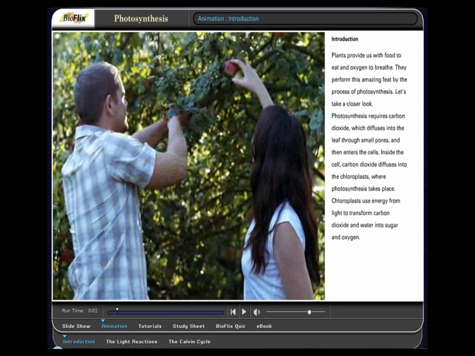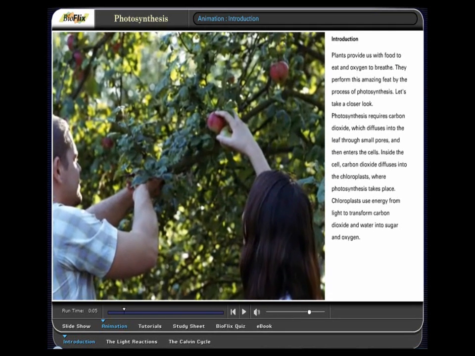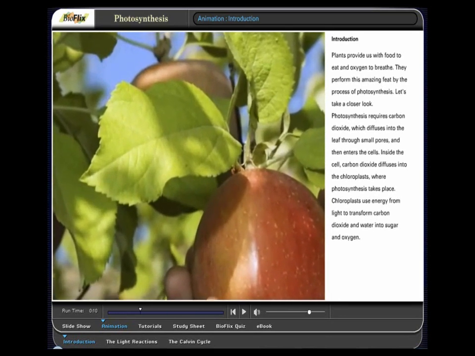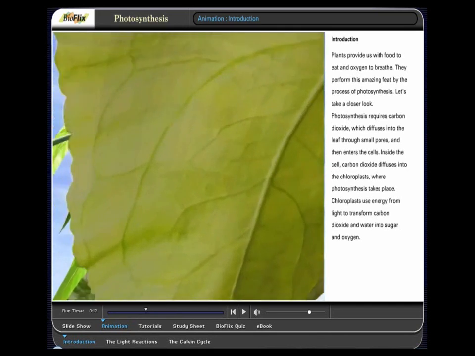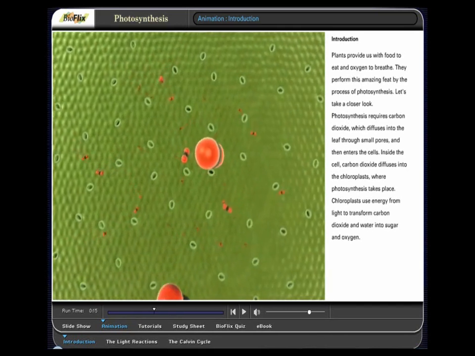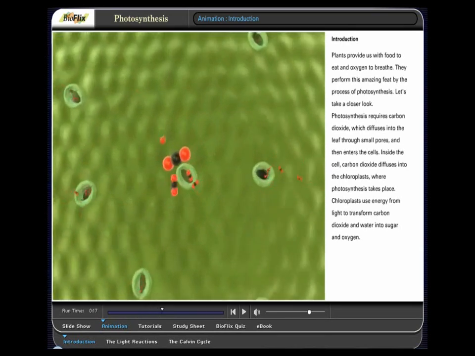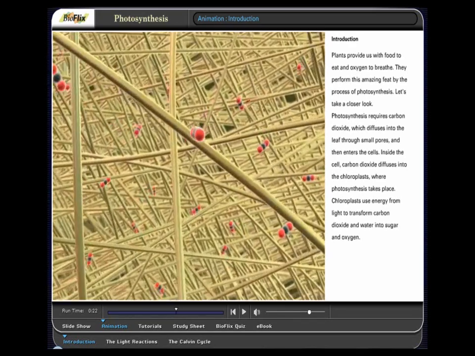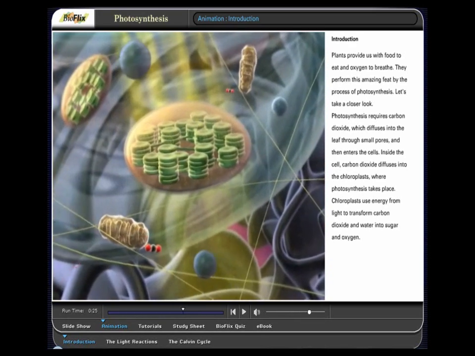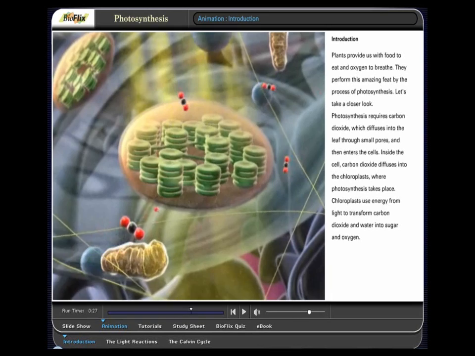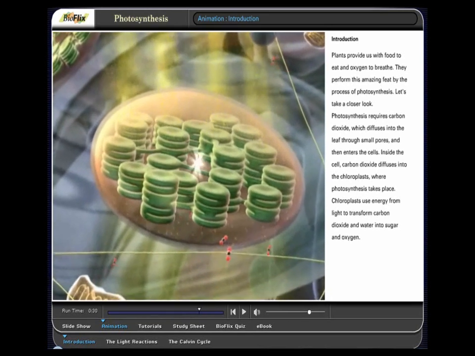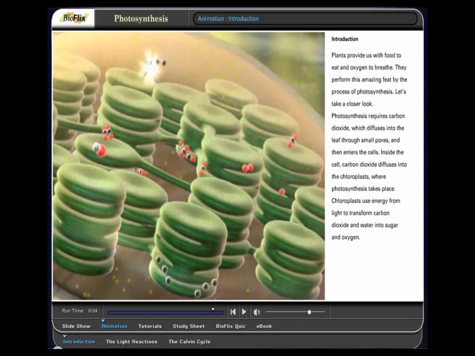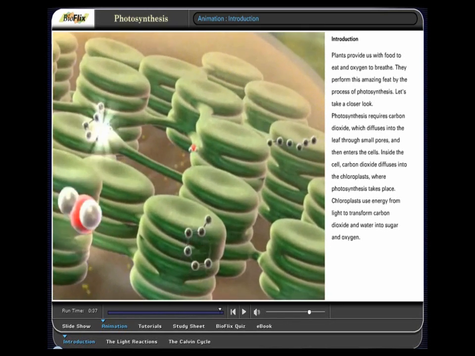process of photosynthesis. Plants provide us with food to eat and oxygen to breathe. They perform this amazing feat by the process of photosynthesis. Let's take a closer look. Photosynthesis requires carbon dioxide, which diffuses into the leaf through small pores and then enters the cells. Inside the cell, carbon dioxide diffuses into the chloroplasts, where photosynthesis takes place. Chloroplasts use energy from light to transform carbon dioxide and water into sugar and oxygen.